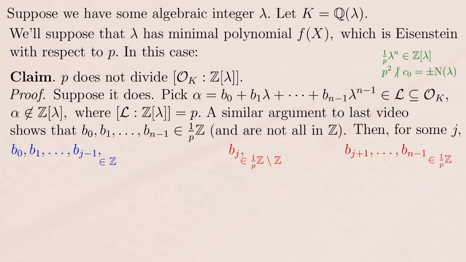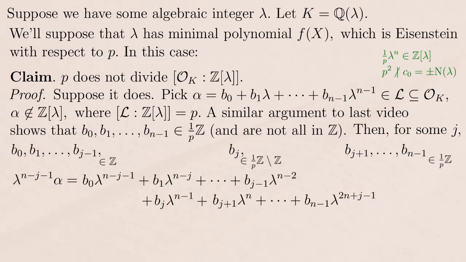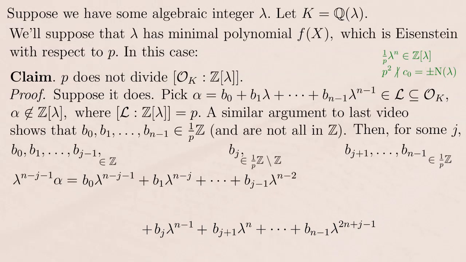With this number j in mind, let's multiply alpha by lambda to the n minus j minus 1. Okay, we get the following. Let's just take stock of this. We chose alpha to be an algebraic integer by definition, so alpha lives in OK. Lambda to the n minus j minus 1 is just a power of lambda, so it lives inside z adjoin lambda, which is a subring of OK. All the b0 up to b sub j minus 1 are in z, so these first j terms are in z adjoin lambda, and hence they're also in OK.